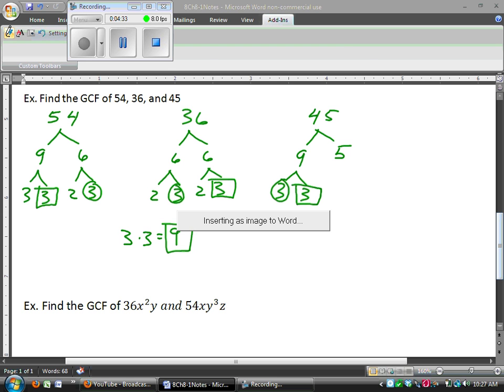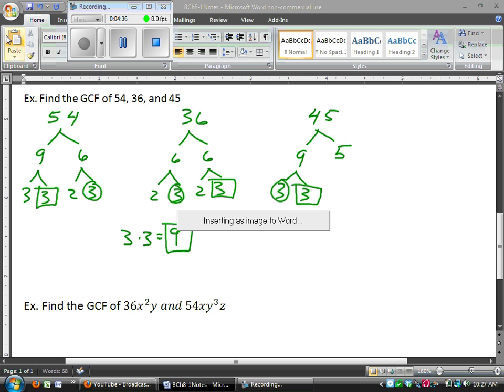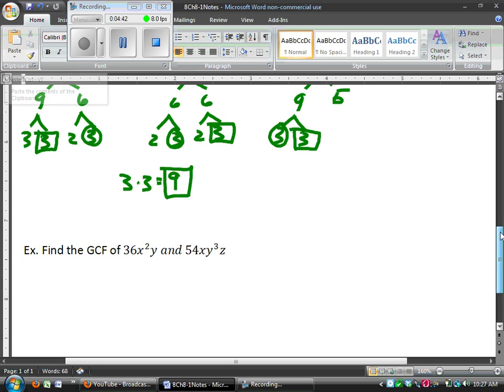Okay? So far, so good, I hope. So after this saves, there we are.